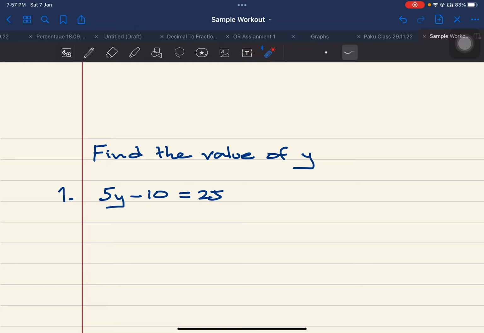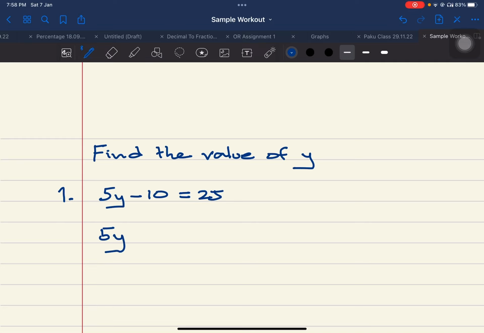And we will have to find a value for y where the left-hand side is equivalent to the right-hand side, which is 25 in this case. In order to do that, we'll have to first take this negative 10 away from the left-hand side of this equation. All right, how do we do this? We will have to first write something like this.